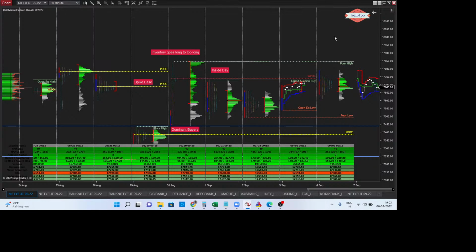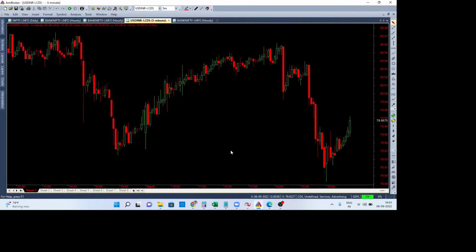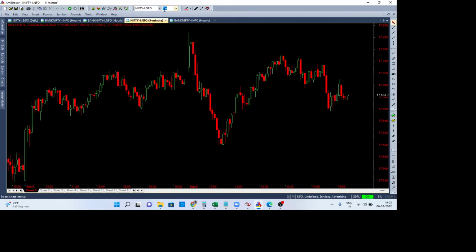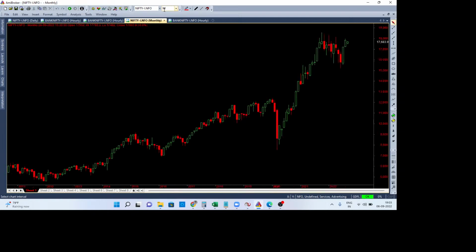Now, what we are going to do is start the day with a top-down analysis. We're going to look into the Nifty and Bank Nifty charts. I'm going to start with a plain vanilla chart of Nifty. I'm using two softwares over here: one is AmiBroker, another one is NinjaTrader. So I'll start with the monthly time frame.